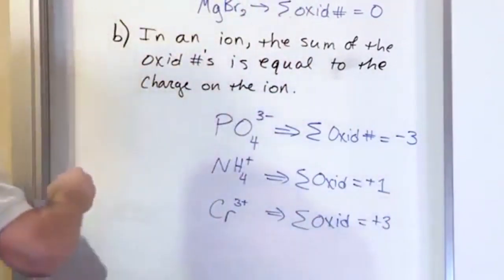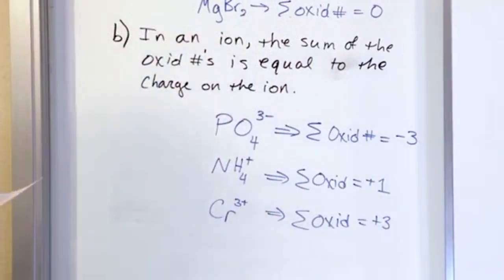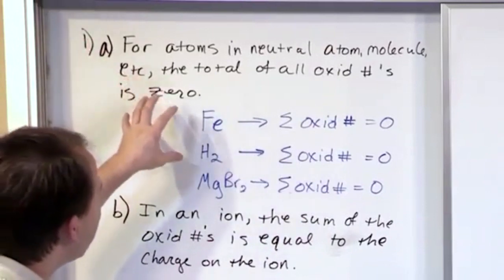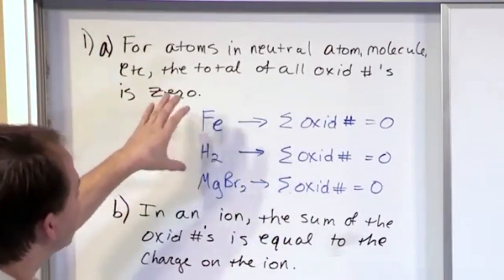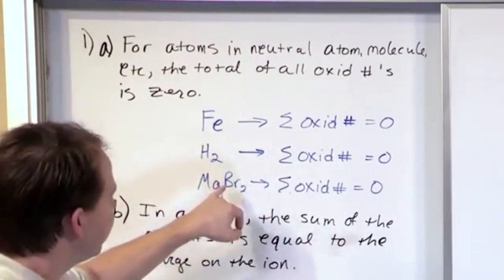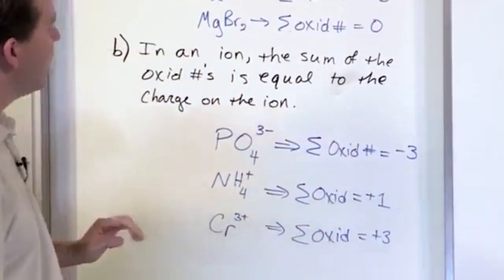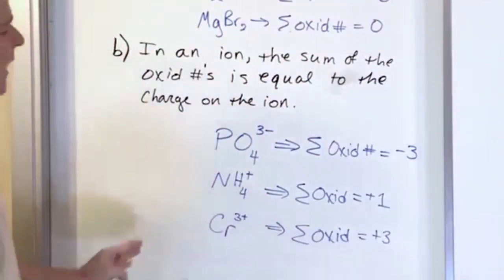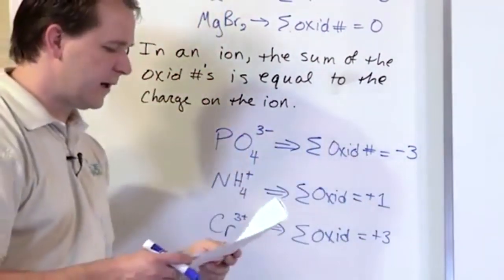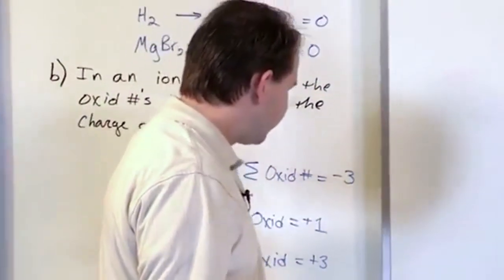So this is rule number 1. Very simple rule to understand based on what we've talked about before, but very important for you to understand. When we have neutral atoms, neutral molecules, the sum of all the little oxidation numbers in there has got to add up to equal 0. When we have charged objects like ions, the sum of those oxidation numbers has to add up to the total charge on that ion. All right? So that's rule number 1.